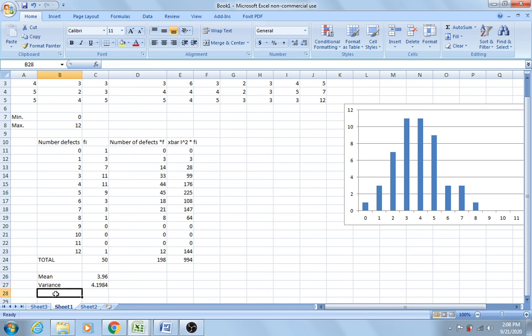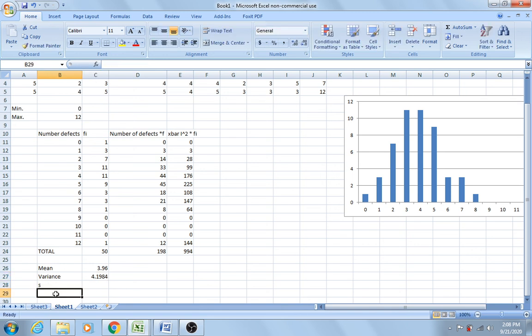And what is the standard deviation? Standard deviation will be the square root of the variance. So it is around 2, the standard deviation of the number of defect. And I think this is it, and this will end our discussion on descriptive statistics. Thank you very much.